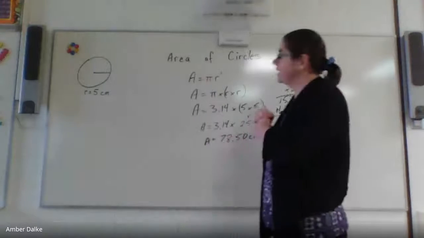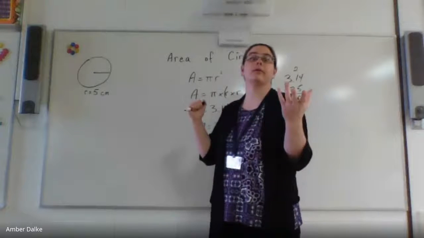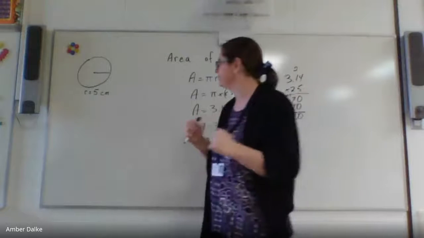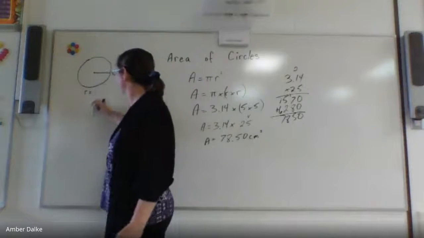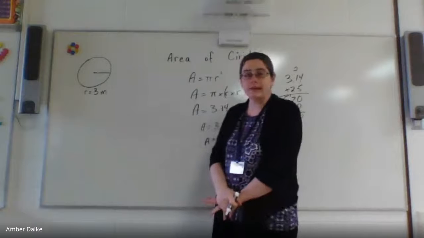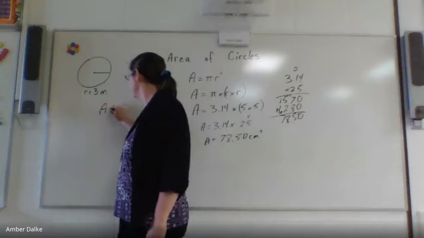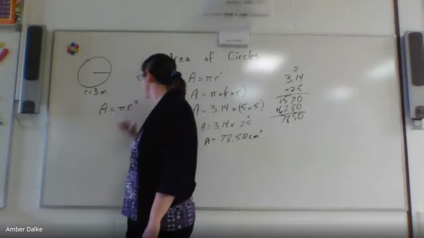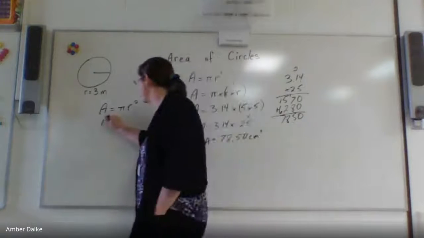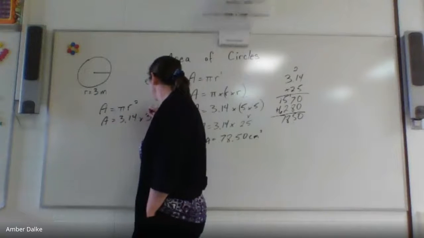Let's suppose that we had a radius of 3 meters. Sure, why not? Okay, I'm going to give you a whole new one here. So we have a circle with a radius of 3 meters. Once again, we're going to write our formula. Area is pi r squared. Plug your numbers in there. Area is 3.14 times 3 squared.